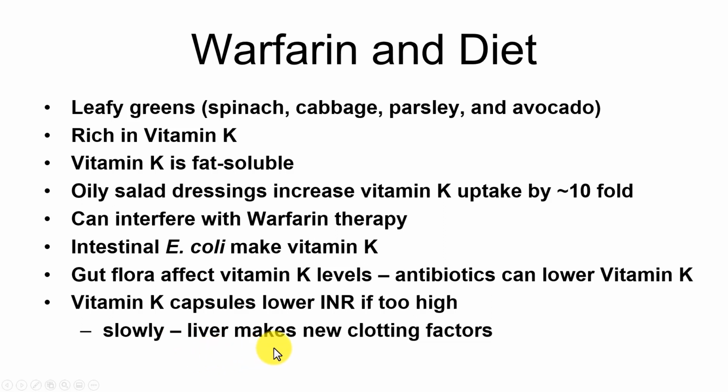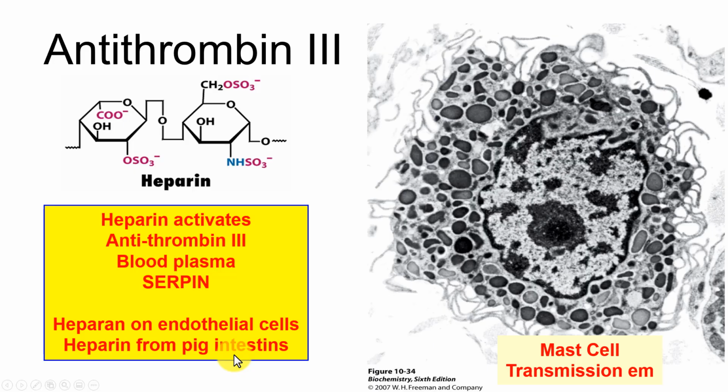Intestinal E. coli also make vitamin K. The gut flora affect vitamin K levels, and antibiotics can lower vitamin K. Vitamin K capsules lower INR if it gets too high, so you can take capsules for it. Slowly, the liver makes new clotting factors. So it's not a very fast process to reverse this, because it takes a while for the liver to synthesize those new clotting factors.